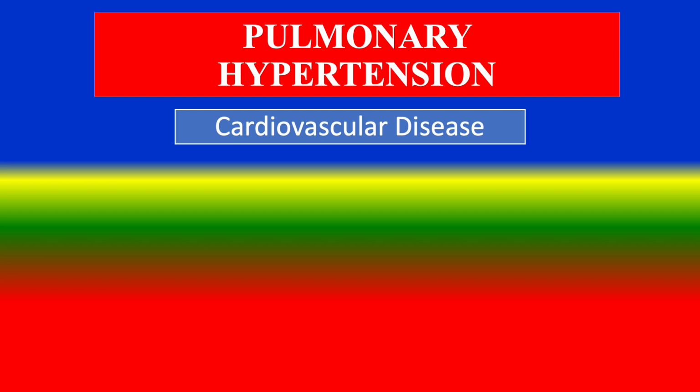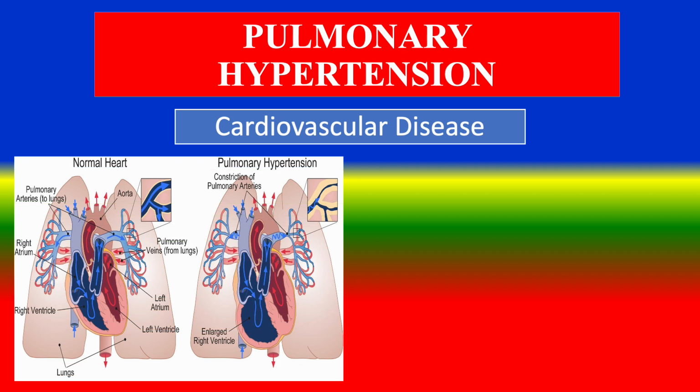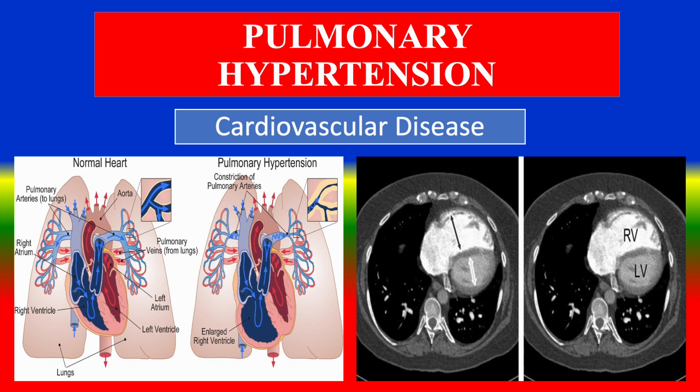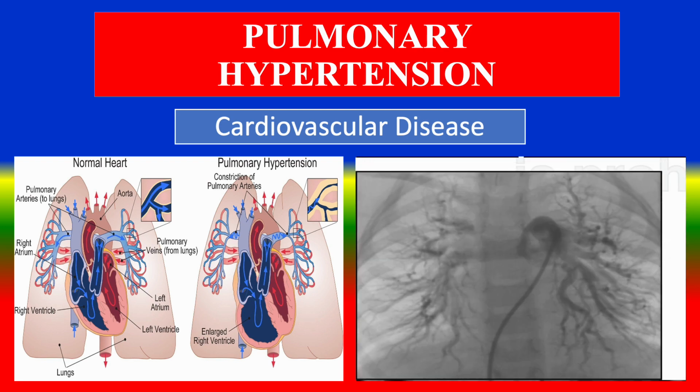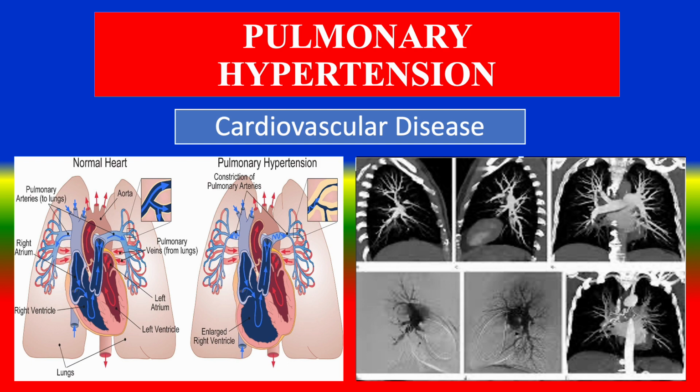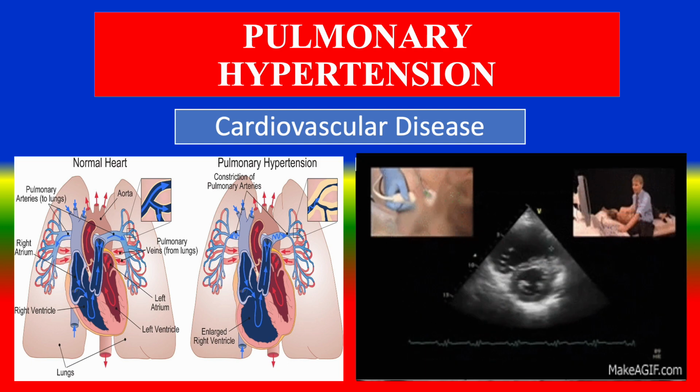Pulmonary hypertension is a cardiovascular disease. Look at these pictures, which show a normal heart and a pulmonary hypertension heart, CT findings, MRI, angiogram findings, and echocardiogram. Look at this. Detail going on.